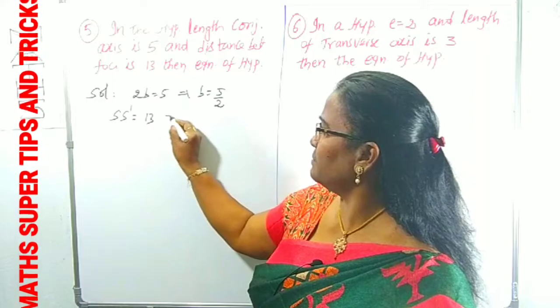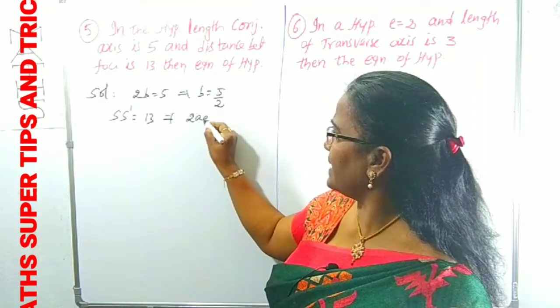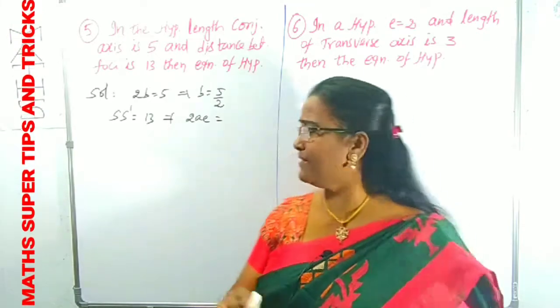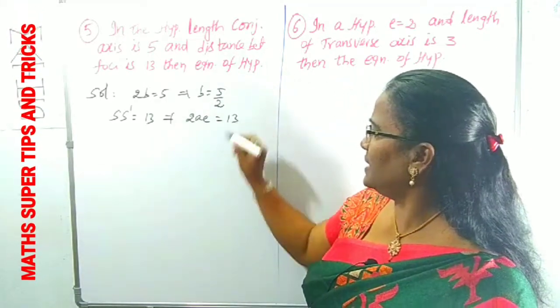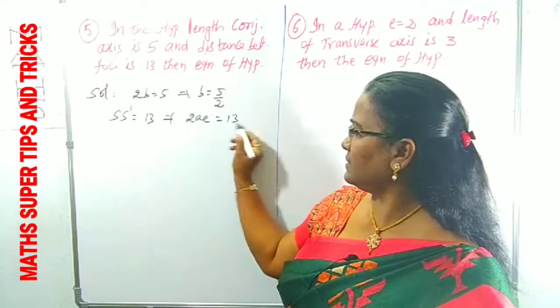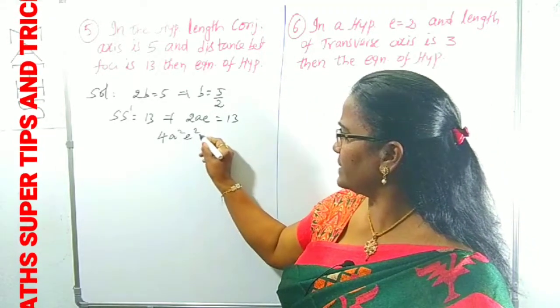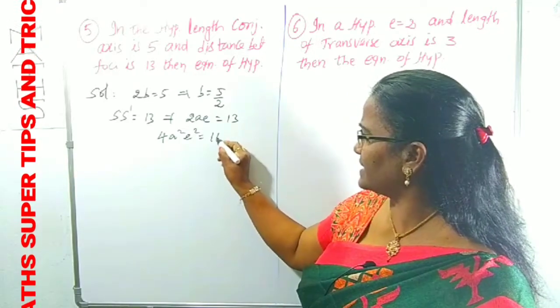Simply, in the case of the transverse hyperbola, the length of the conjugate axis is 2b. 2b is given as 5, which means b is 5 by 2. And the distance between the foci, S S dash, is given as 13. S S dash is simply 2ae. 2ae is given as 13. Okay, we can square on both sides. This is 4a square e square equals 13 square, which is 169.